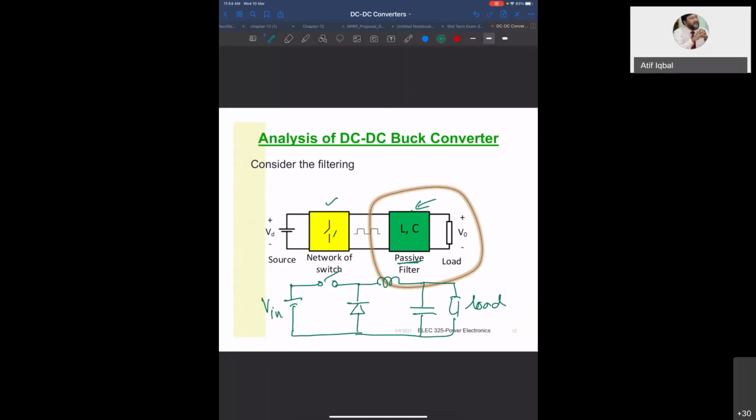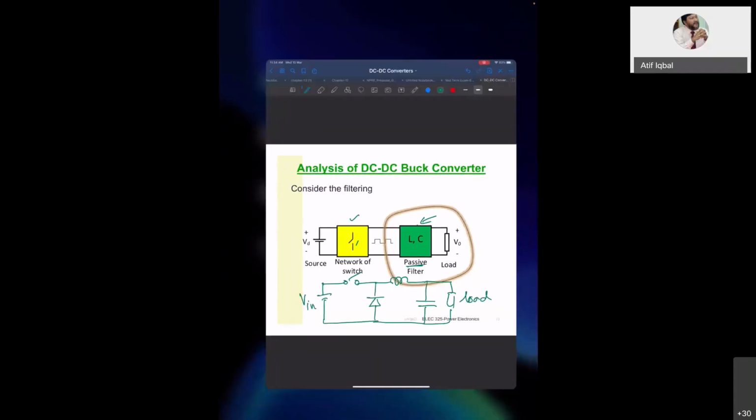Okay. We will discuss the operation of this in the next class. So now get ready for your quiz.